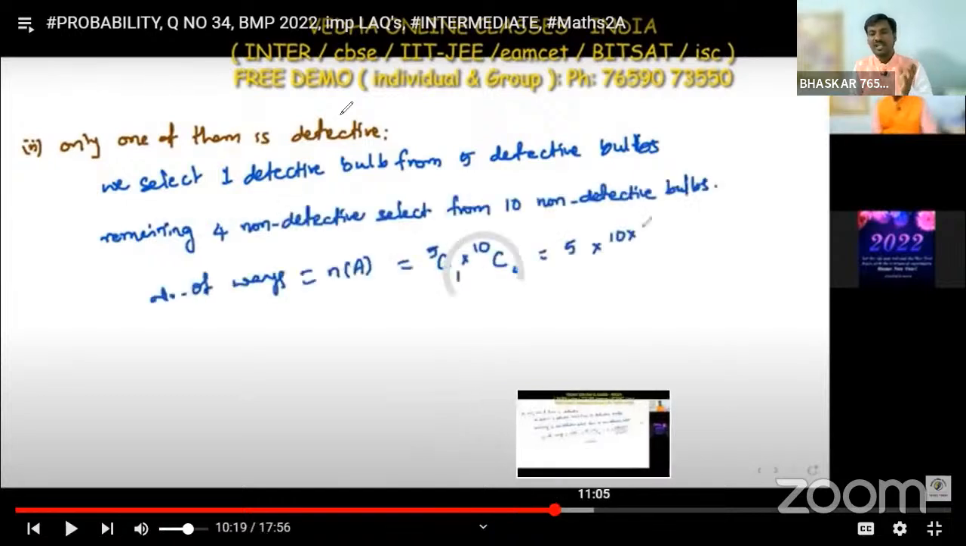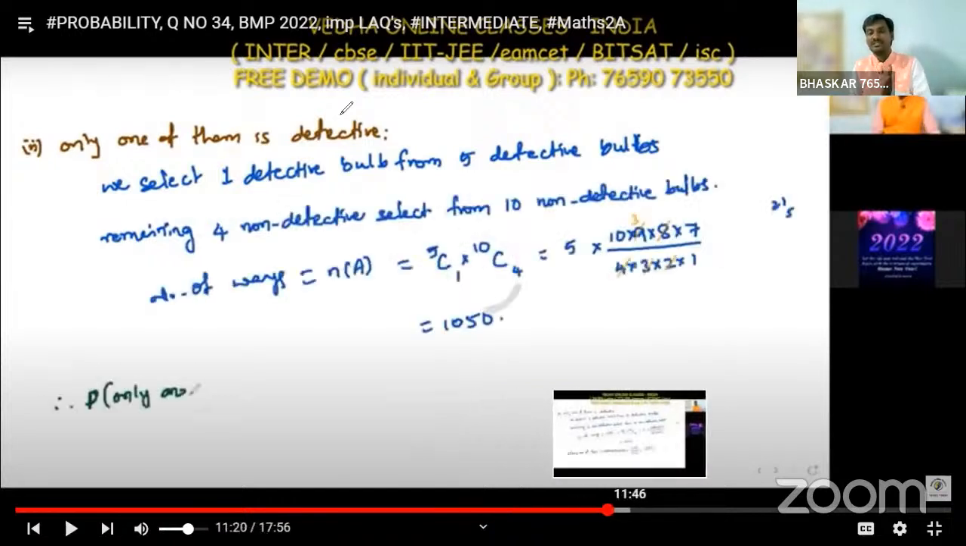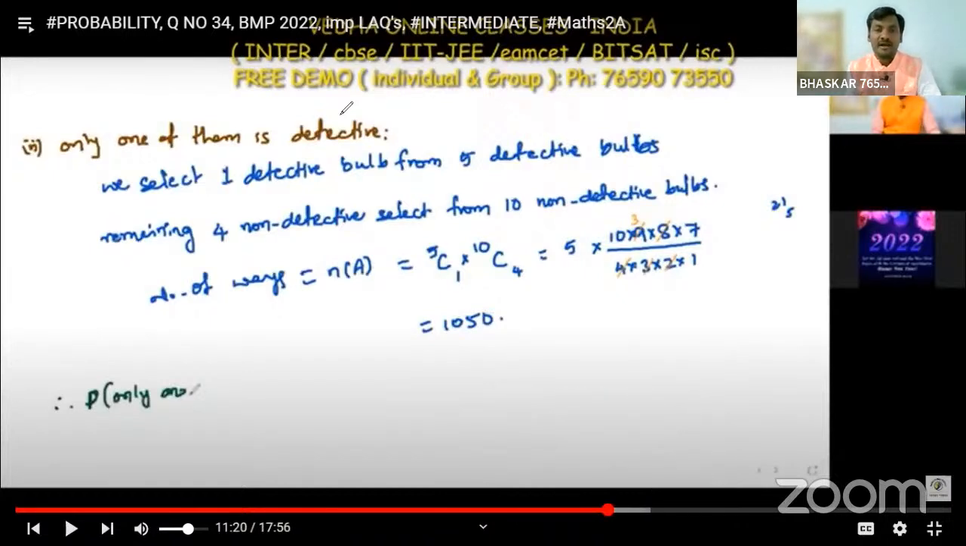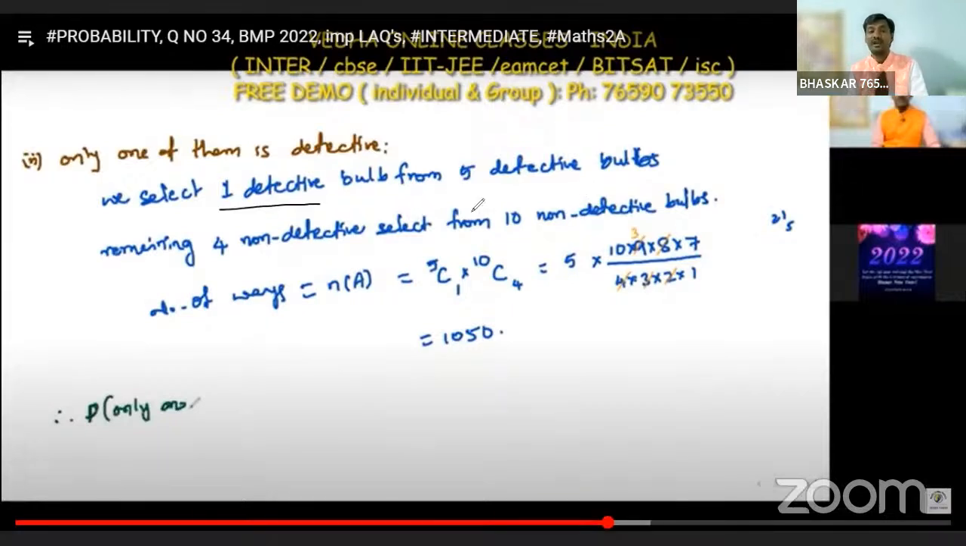We have to select like that. The selection process must be like that. Here, we select one defective bulb from the 5 defective bulbs, and 4 non-defective bulbs from the total of 10 non-defective bulbs. From the 10, we have to select 4. From the 5 defective, we have to select 1 defective.